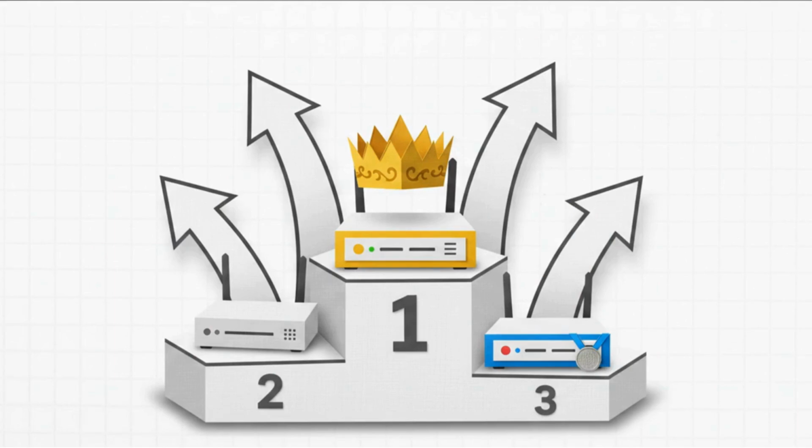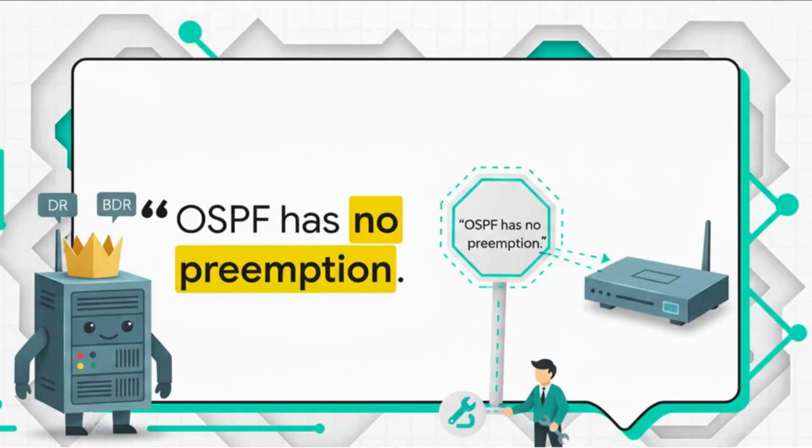So how is it determined? Usually, it's just the highest IP address on an active loopback interface. If you haven't configured any loopbacks, no problem. OSPF just looks for the highest IP address on an active physical interface. Whichever router has the highest router ID wins the tiebreaker, snags the top job as the DR, and the runner-up takes the BDR spot. So, the crucial point is, OSPF has absolutely no preemption.